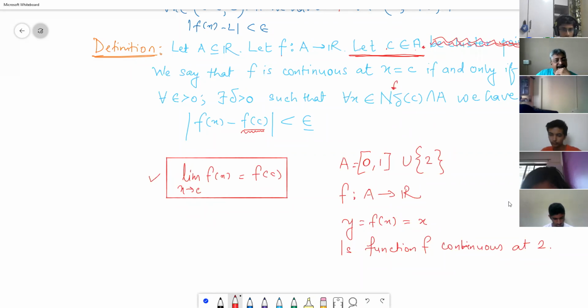We don't have a left hand limit, but we have the right hand limit, and the value of the function at 0 is equal to 0. Therefore, it is continuous. In every other point between 0 to 1, it is continuous. At 2, we don't have a left hand limit, we don't have a right hand limit, we have the value of the function equal to 2. Correct. Therefore, it is continuous.